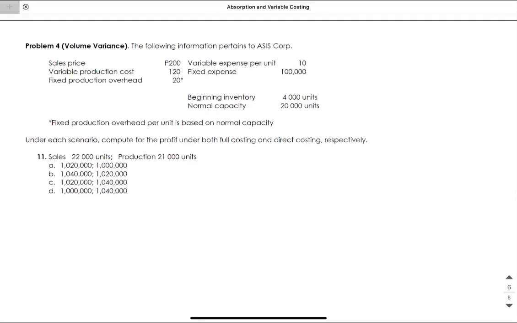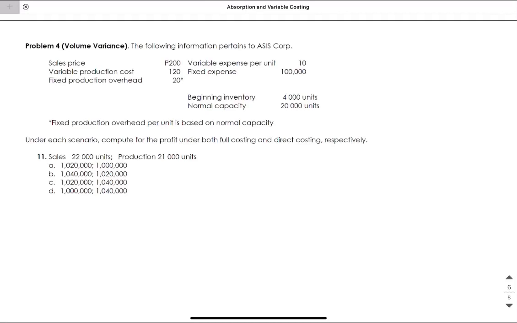So we have direct materials, direct labor, and variable overhead. Okay, so it is given in lump sum here. Fixed production overhead 20, and then variable expense per unit 10, fixed expense total 100,000. Okay, we have here beginning inventory of 4,000 units, then normal capacity of 20,000 units. Okay, our fixed production overhead per unit is based on the normal capacity.